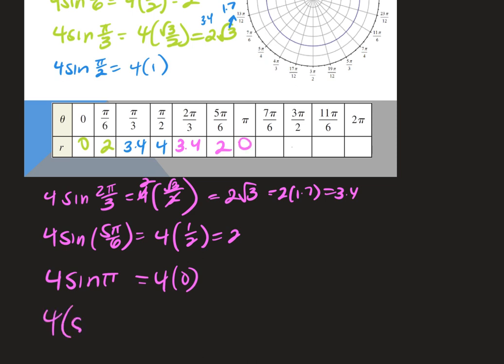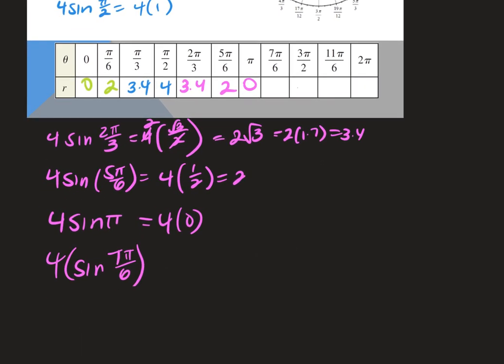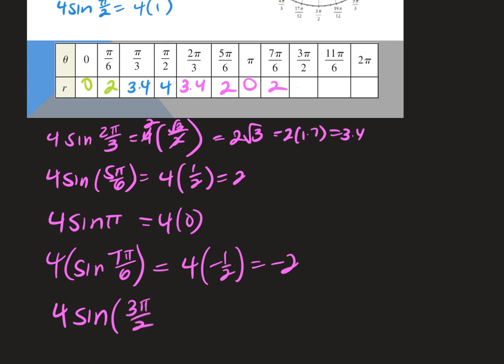Now I'm in the third quadrant. What happens to my positive or negative sign? Negative. Now it's negative. Good. So still the same value. So this would be 4 times negative 1 half, negative 2. 4 sine 3 pi over 2. What's the sine at 3 pi over 2? Negative 1. So then that's negative 4.